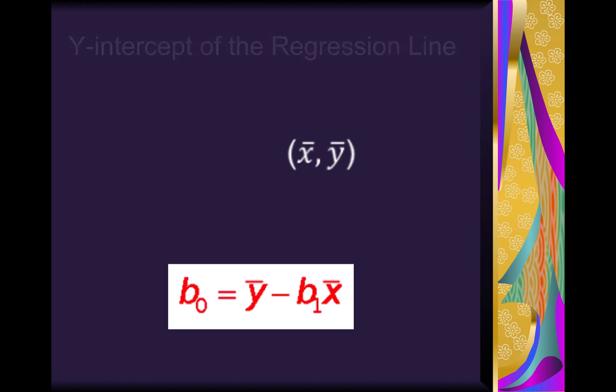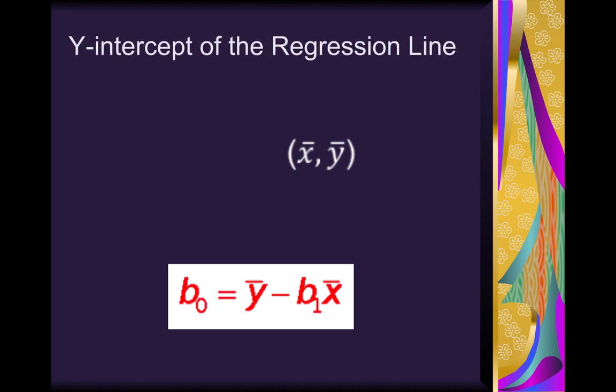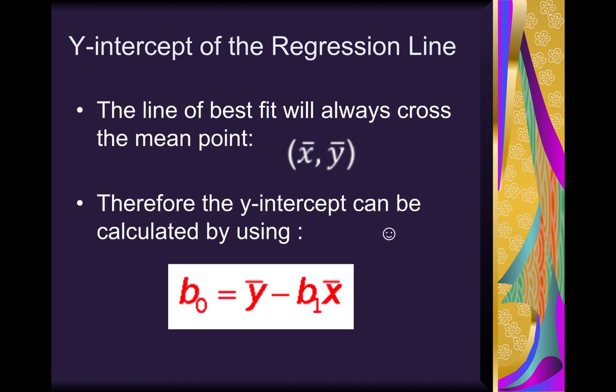Then we're going to look at the y-intercept. So the y-intercept also has a formula that we can use, but before we talk about that, we have to remember that the line of best fit will always cross the mean point, which is x bar comma y bar. Knowing that helps us use the equation to calculate the y-intercept.